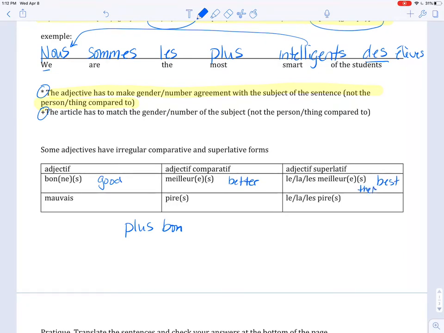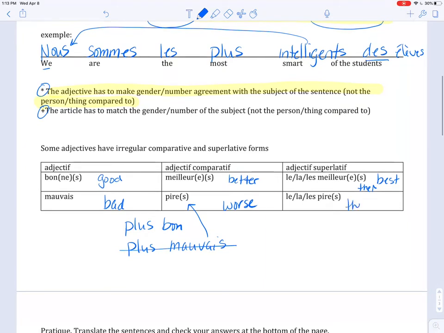And then similarly for mauvais, mauvais being the adjective for bad, the comparative adjective pire, which already has an E, so it'll be the same form for the feminine, is worse. Now you can say plus mauvais, more bad. Sounds a little awkward in French, just like it does in English, so you can replace plus mauvais with the word pire instead to say worse. And then to say the worst, you have your le, la, or les article in front of that adjective.